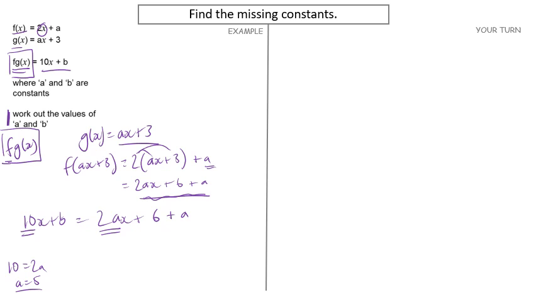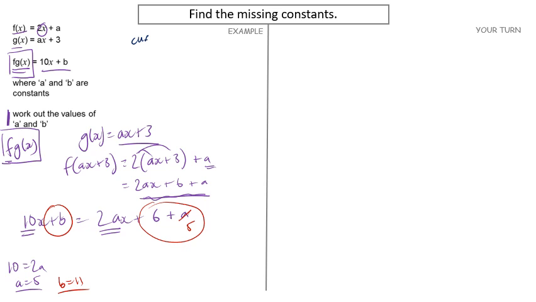That leaves us with b has got to be equal to 6 plus a. Now we've just worked out that a is 5, so b has got to be equal to 11. And that's quite a nice way we can find out the values of both of those. But let's check it works before we go any further.